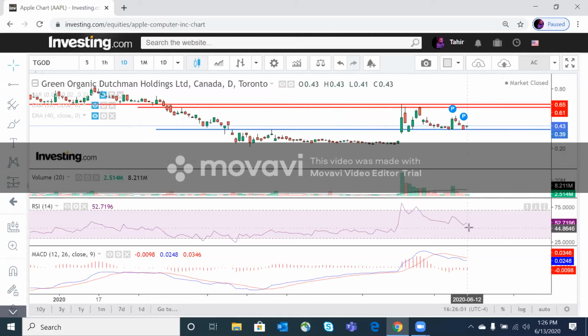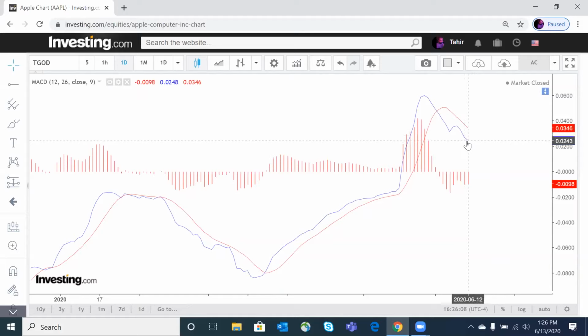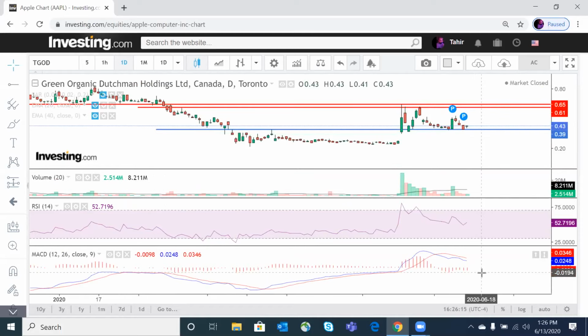RSI, the same comment, moving up, positive. MACD is about to change the trend. Though it has given a little shift, Monday's movement will be very important from the MACD point of view.